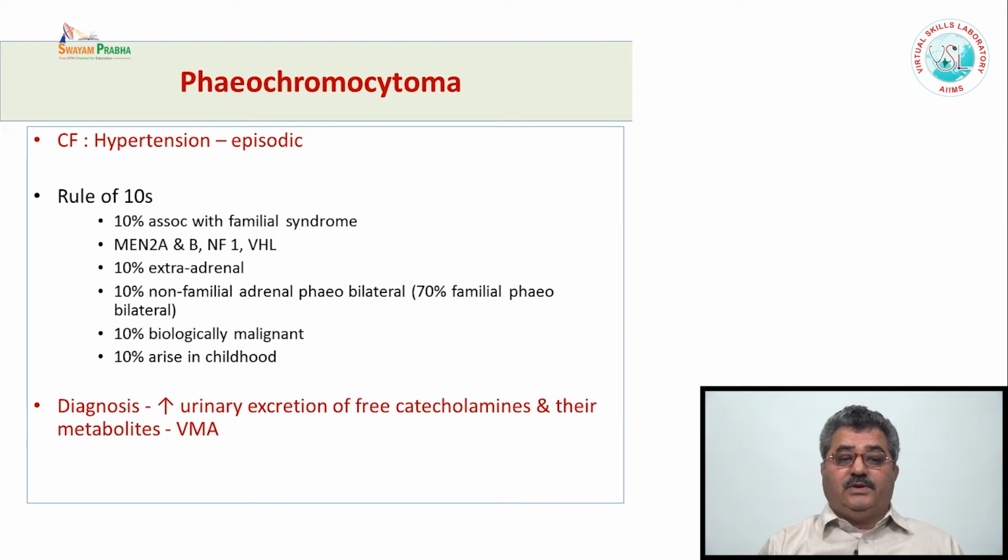Earlier there was a rule of 10. That means that 10% of these pheochromocytomas or paragangliomas are familial. They are more commonly seen in MEN2A, 2B, neurofibromatosis, von Hippel-Lindau disease. 10% are extrarenal, 10% are familial, bilateral, and 10% are biologically malignant. 10% arise in childhood.